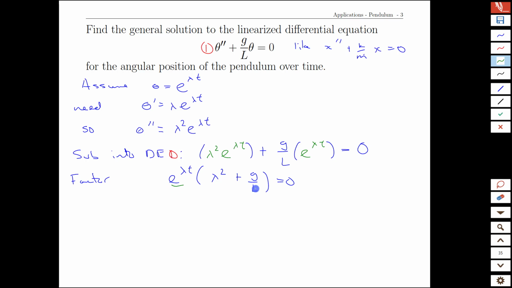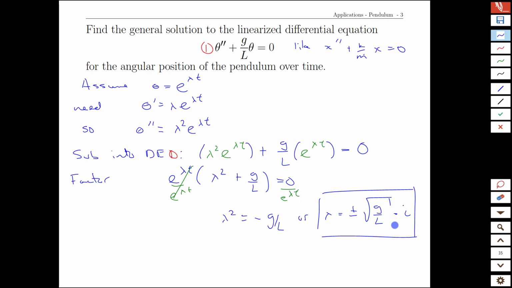We can safely divide that by e to the lambda t on both sides, and that gets rid of that. We can do it because e to the lambda t is never 0. And we end up with lambda squared equals negative g over L, or lambda equals plus or minus the square root of g over L. Now there's a negative sign there. That would turn into a square root of -1 or an i value. So those are the lambda values we found.